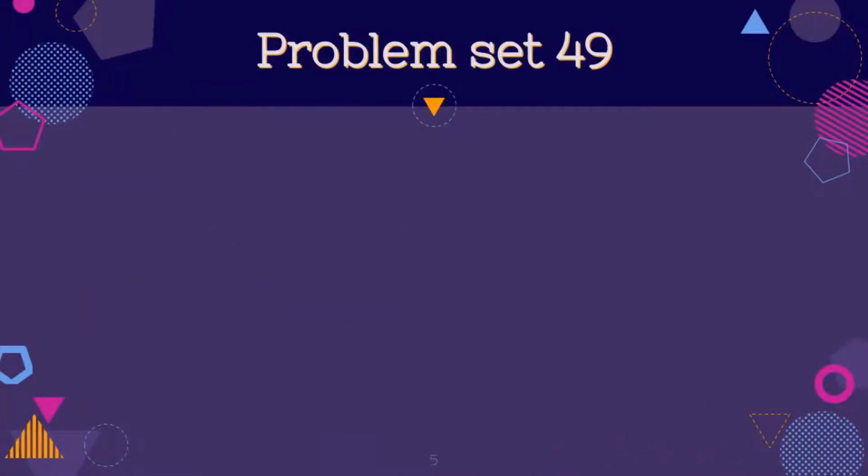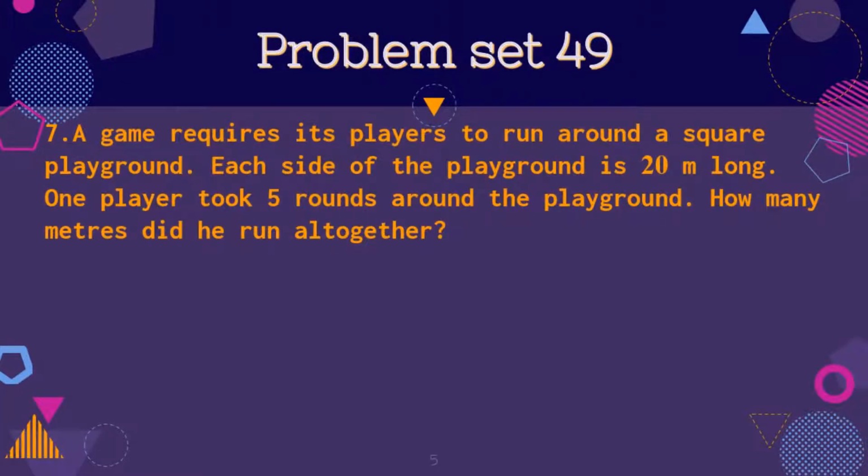Next question is, a game requires its player to run around a square playground. Each side of the playground is 20 meters long. One player took 5 rounds around the playground. How many meters did he run altogether?